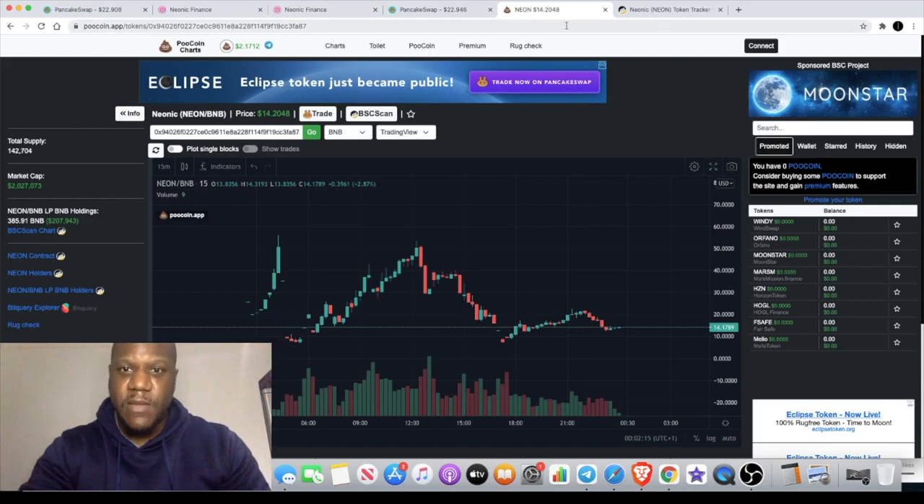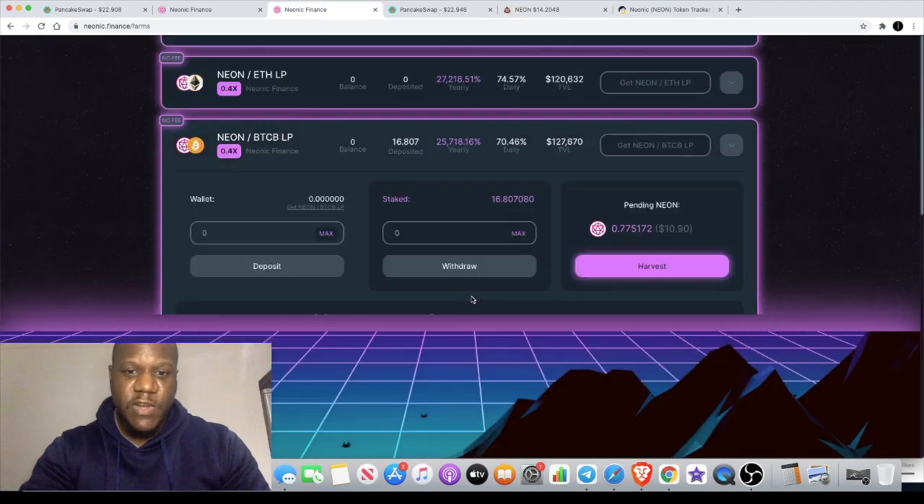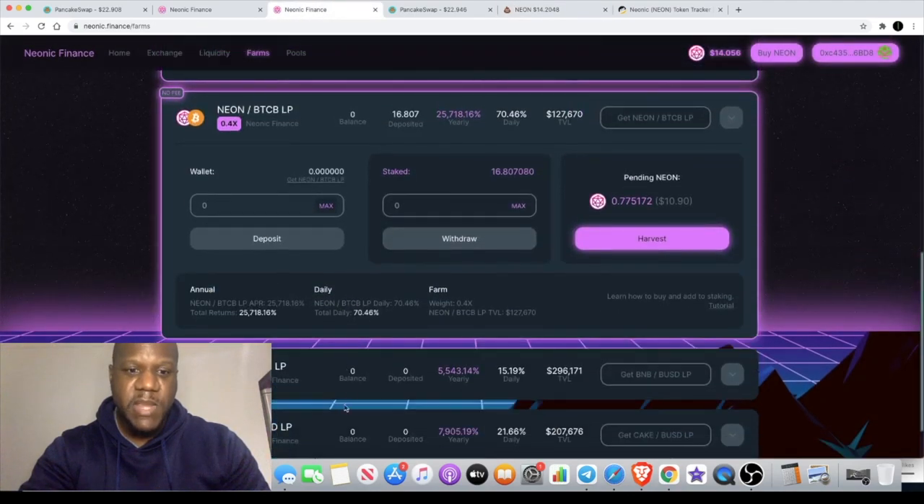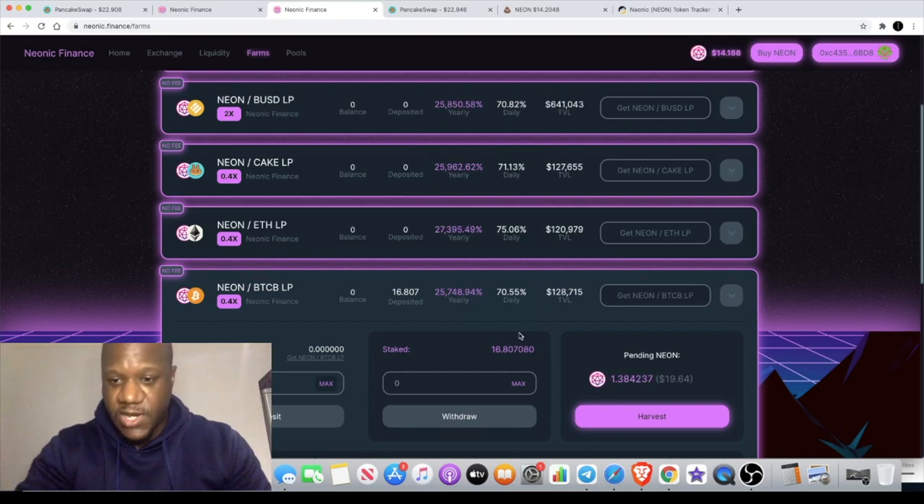So really, for me, it's about taking a bigger risk and getting in a higher risk pool rather than the BUSD BNB pool, for example. Getting in one of these degen pools, 70% a day. As you can see, it's fluctuating, and just make those gains, guys. So I just wanted to quickly let you know about that one.